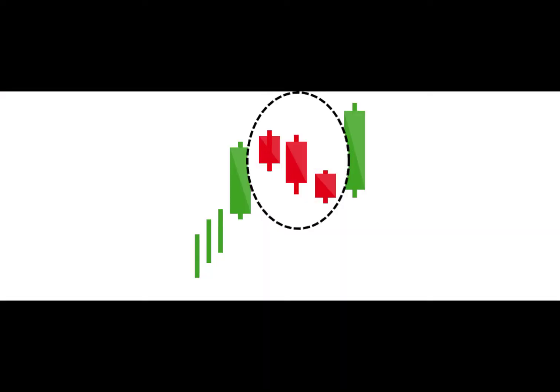Rising 3 methods. The opposite is true for the bullish pattern, called the rising 3 methods candlestick pattern. It comprises 3 short reds sandwiched within the range of 2 long greens. The pattern shows traders that, despite some selling pressure, buyers are retaining control of the market.